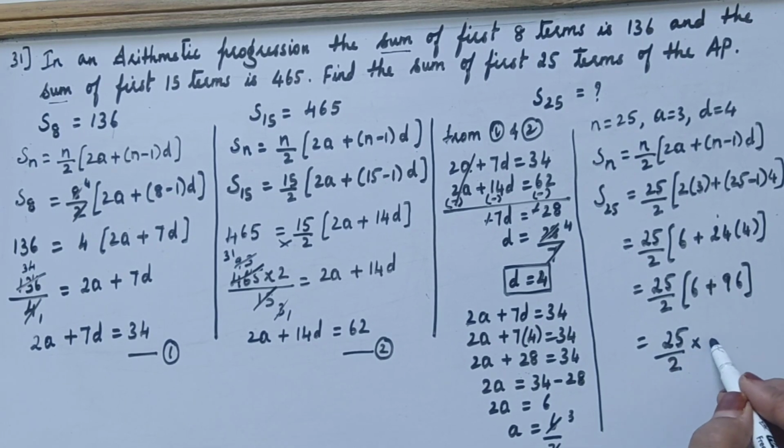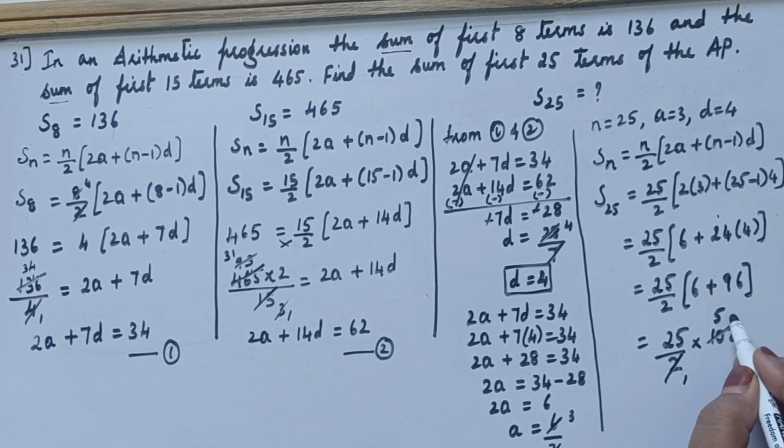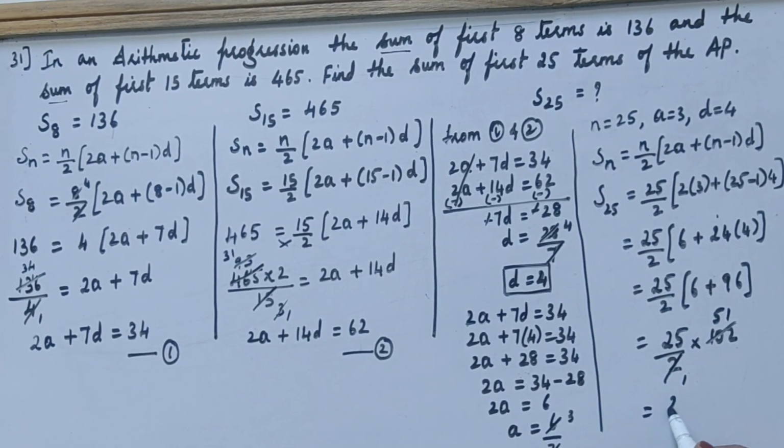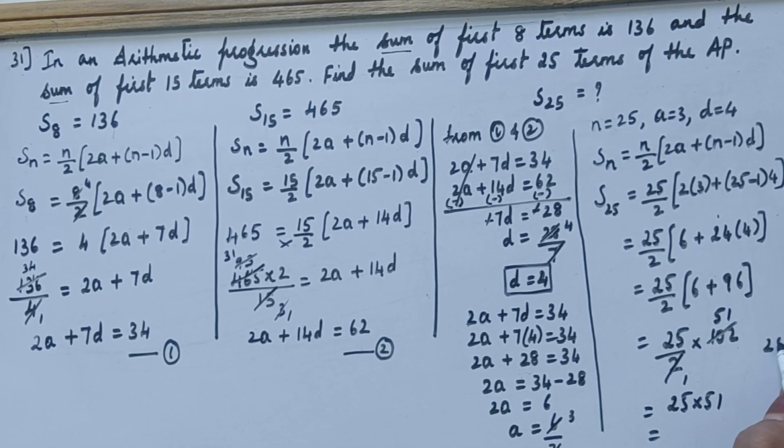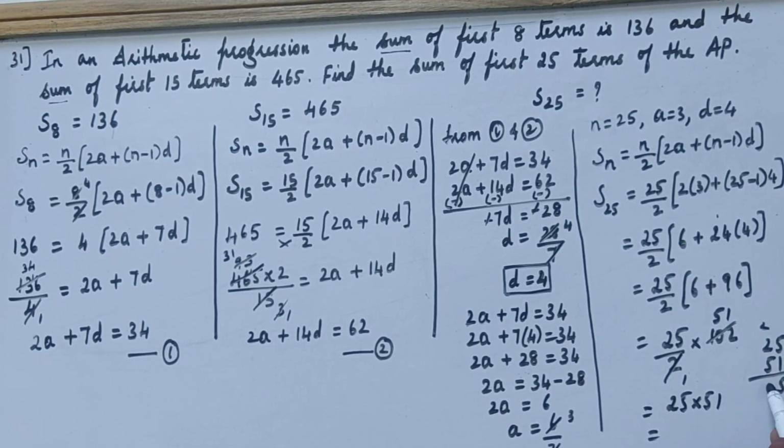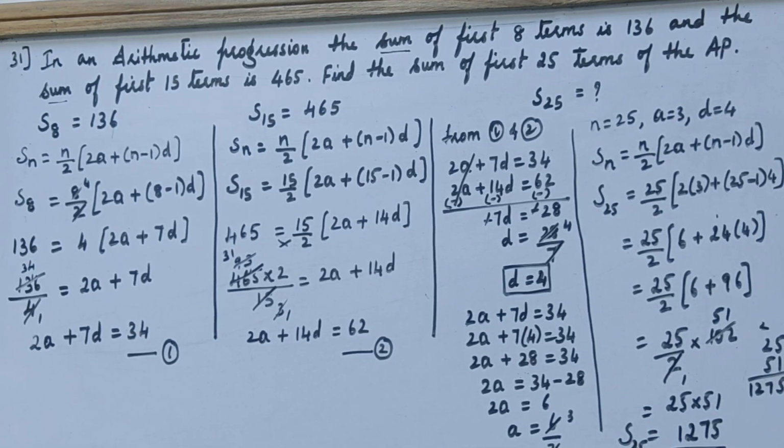When we add these two, we are going to get 102. Okay. Now 2 1s are, 2 5s are, and 2 1s are here. So 25 into 51. If we multiply 25 into 51, I'm going to get 1275. So S25 will be 1275. Hope this is clear to you all.